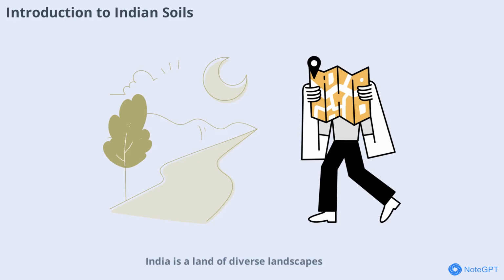India is a land of diverse landscapes, and this diversity is reflected in its soils. From the fertile plains of the north to the arid deserts of the west, each region boasts unique soil types that play a crucial role in agriculture and the environment.